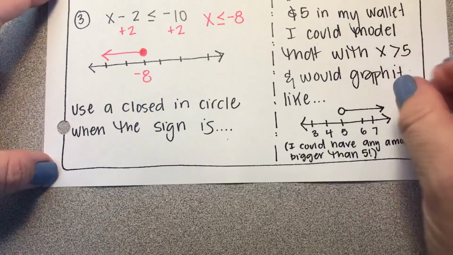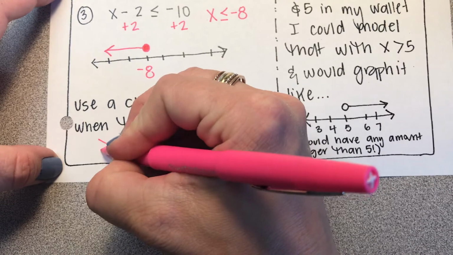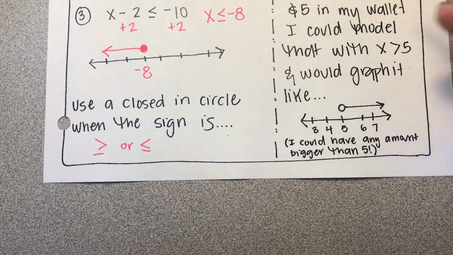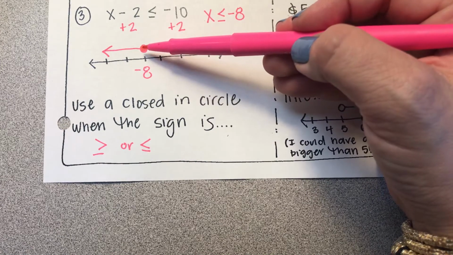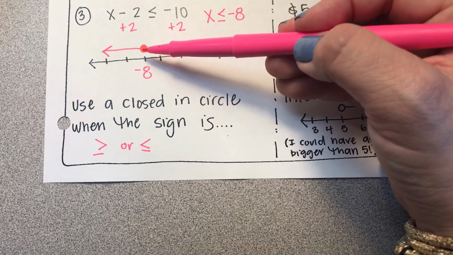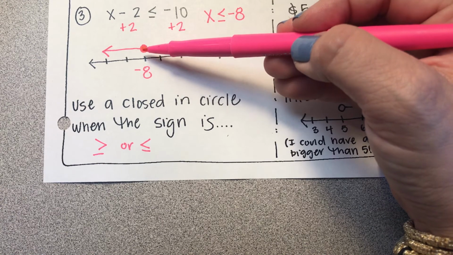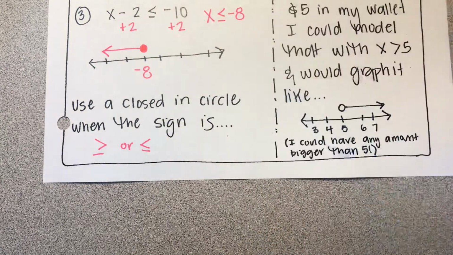So it says use a closed circle when the sign is greater than or equal or less than or equal. This would be like saying something like the temperature is not going to get above negative 8. Could it be negative 8? Sure, but it's going to be anything below negative 8.